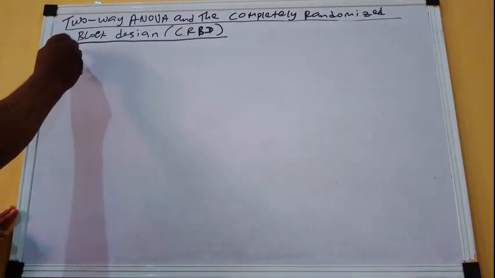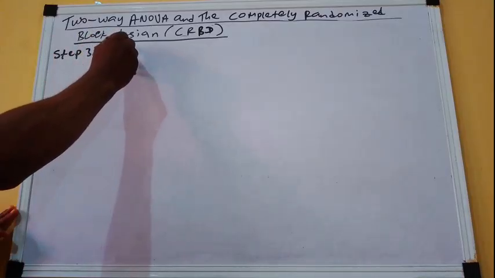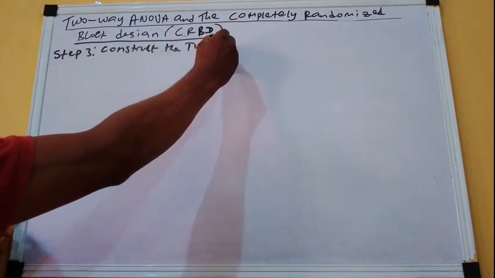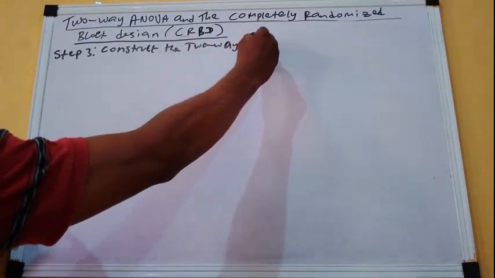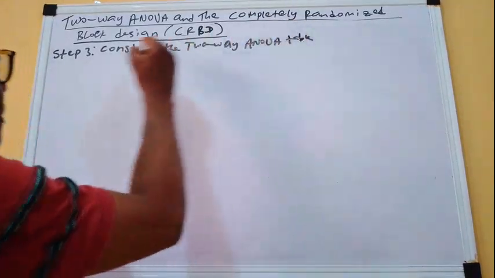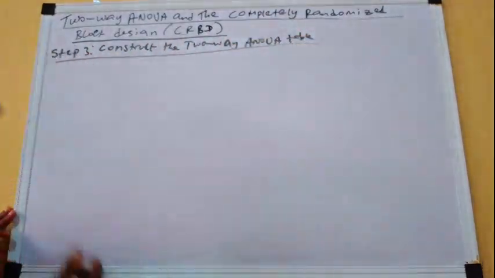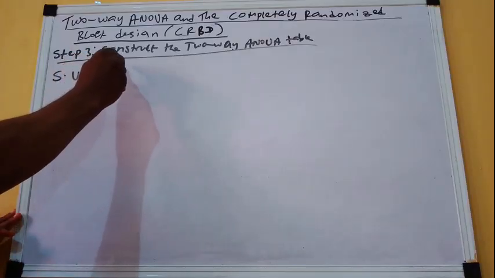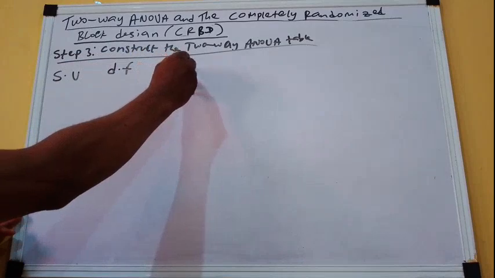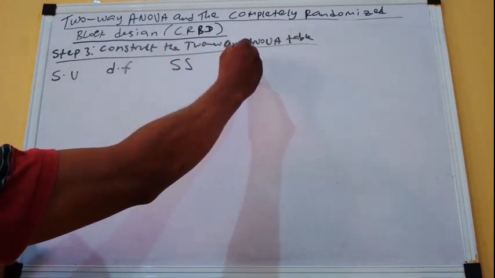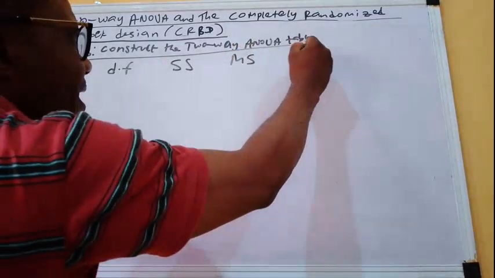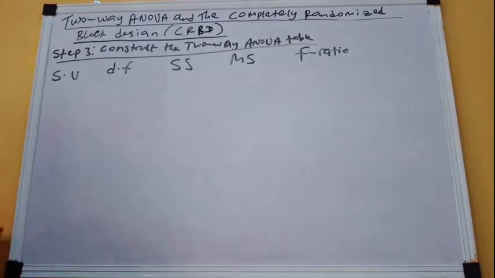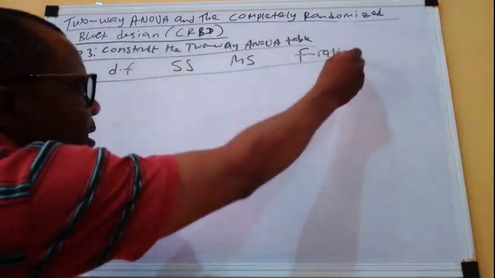Now, step 3: construct the two-way ANOVA table. That is what we want to construct. We have our source of variation, SV. We have our DF, degrees of freedom. We have our SS, sum of squares, these are not new to you. We have our MSS, mean sum of square. And we have our F ratio, the Fisher ratio. That is what we use to decide. So permit me to rule it out.